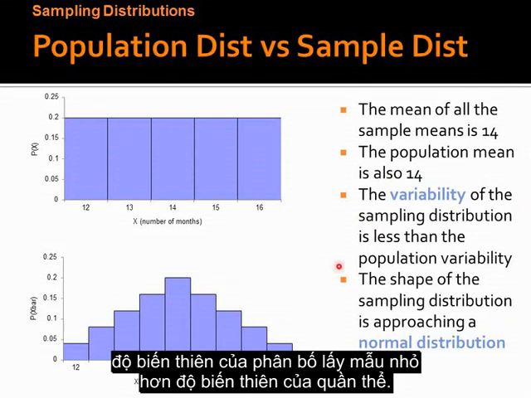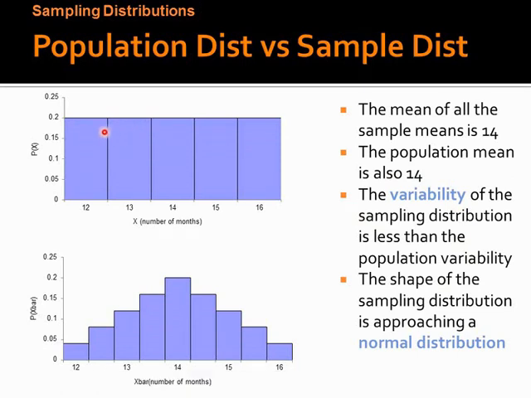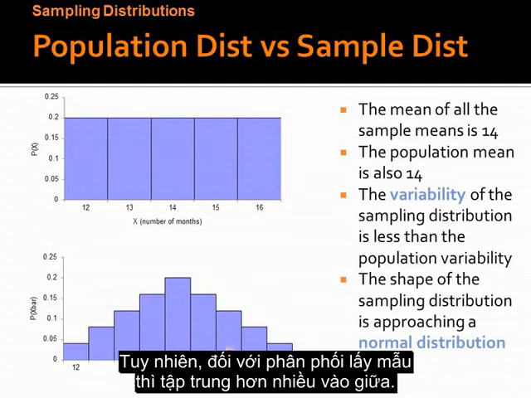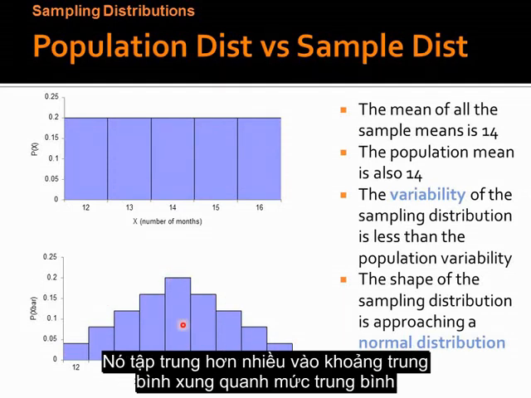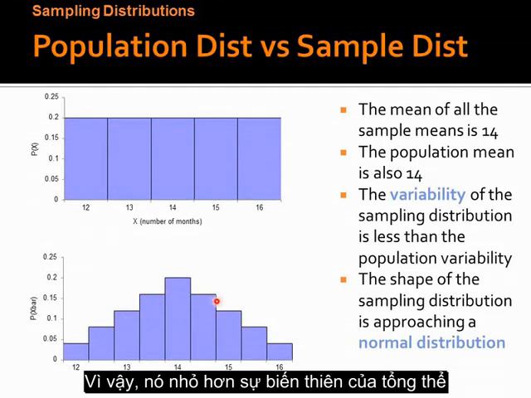The variability of the sampling distribution is less than the population variability. Now remember, what is variability here? Variability is spread. If you look at this population distribution, its variability is very wide, meaning it's very spread out, it's very even. However, for the sampling distribution, it's much more concentrated into the middle. It's much more concentrated around the mean, around the average. So the variability here is much smaller, so it's less than the population variability.